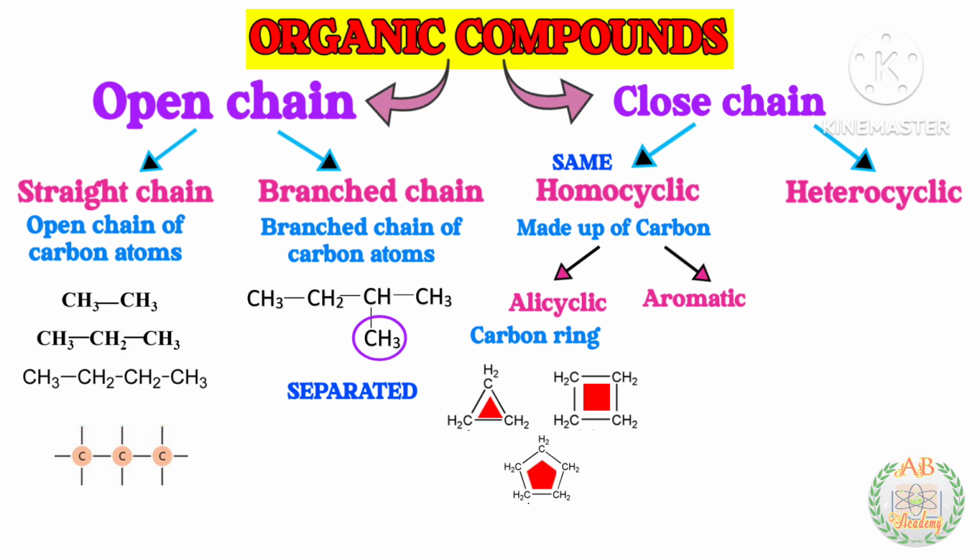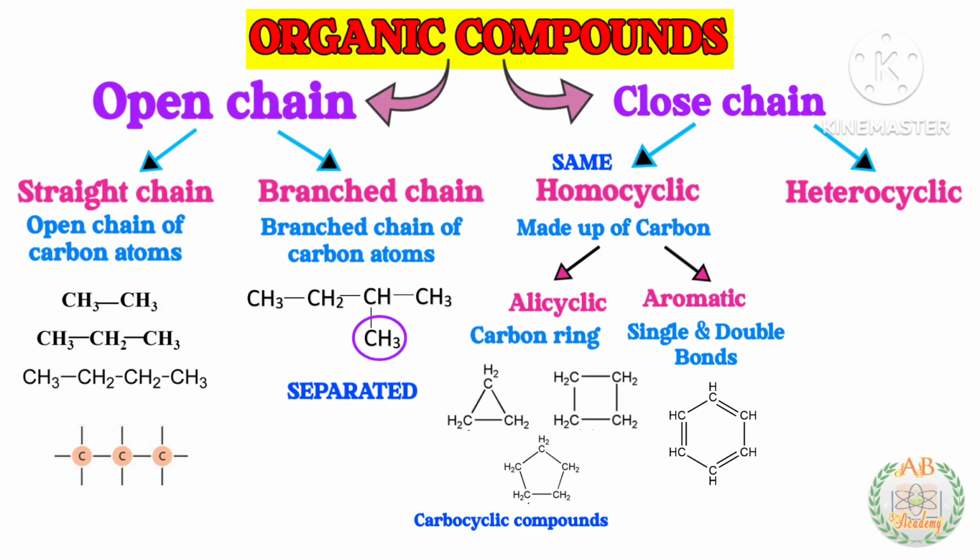We can see that the structure of all these organic compounds is cyclic, containing a carbon ring. That's why we call them carbocyclic compounds. Secondly, aromatic compounds are those organic compounds which contain alternate single and double bonds between the carbon atoms. For example, benzene. In this organic compound, carbon atoms are joined together by alternate single and double bonds. It also contains only a carbon ring, so it is also known as a carbocyclic organic compound.